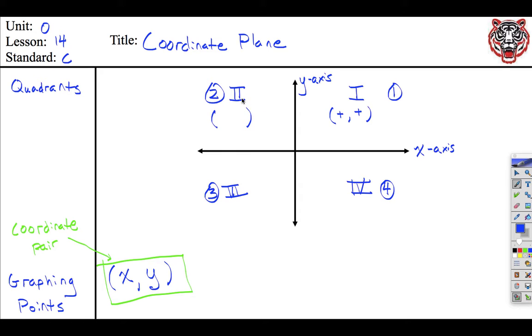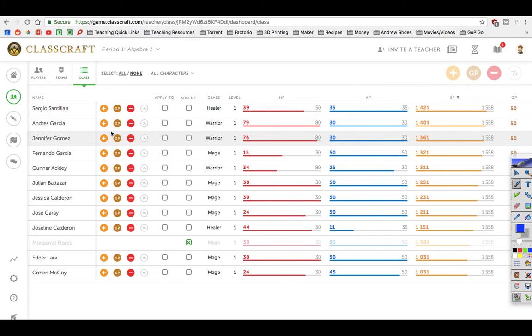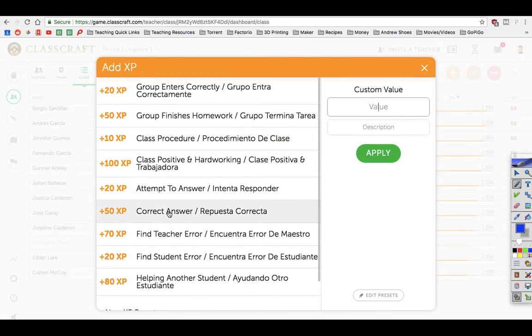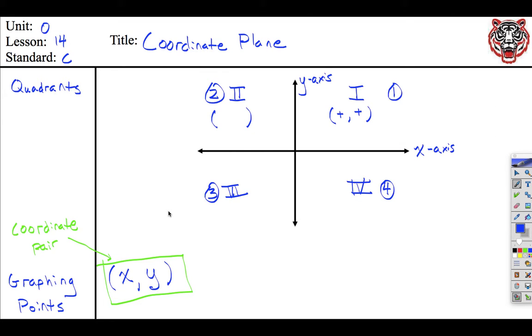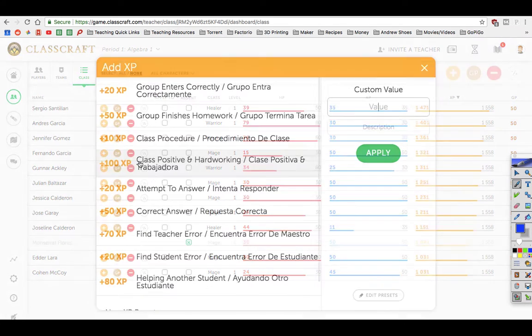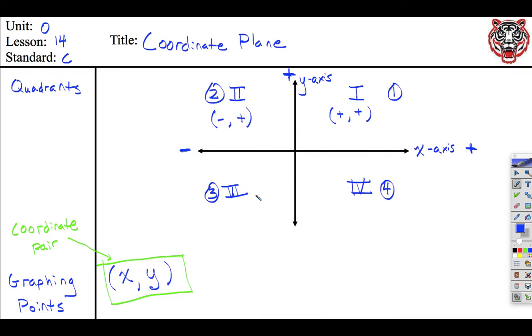And I need to go back and give Sergio your XP, otherwise I'm going to forget. Fernando. Negative and positive, yeah. So the x-coordinate is negative. The x-axis, this is always negative, so I can put a negative over here. And this x-axis over here is always positive. Perfect. And we know that the y-coordinate for this top part was positive. So the y-axis, this is the positive part of the y-axis. Perfect. Fernando, XP.